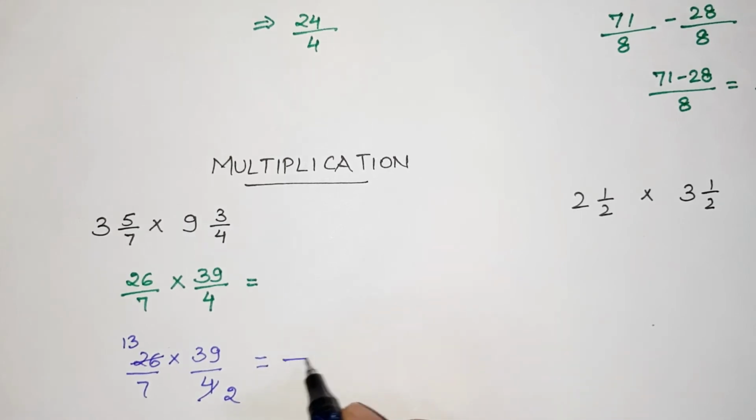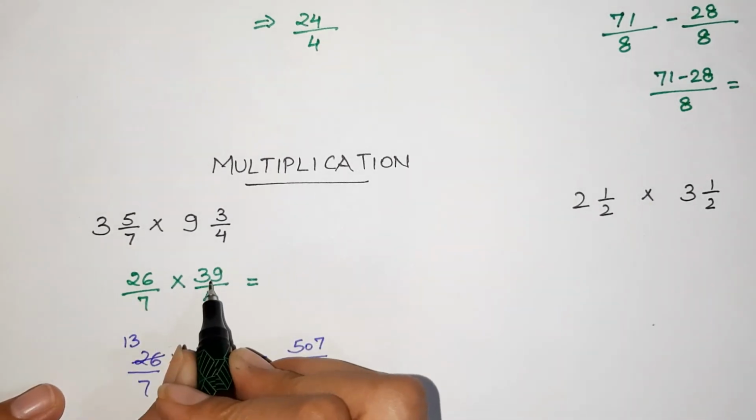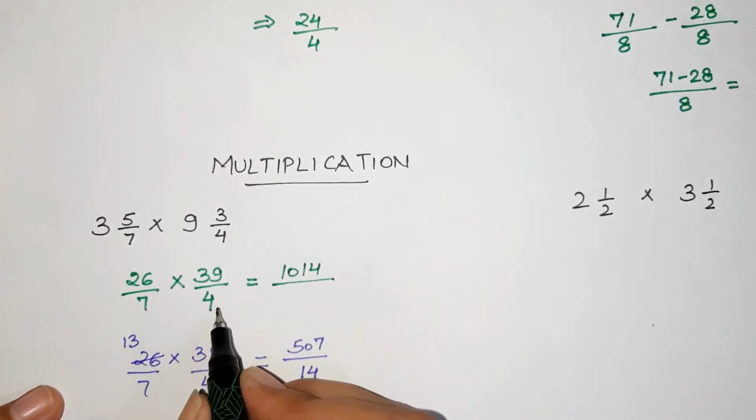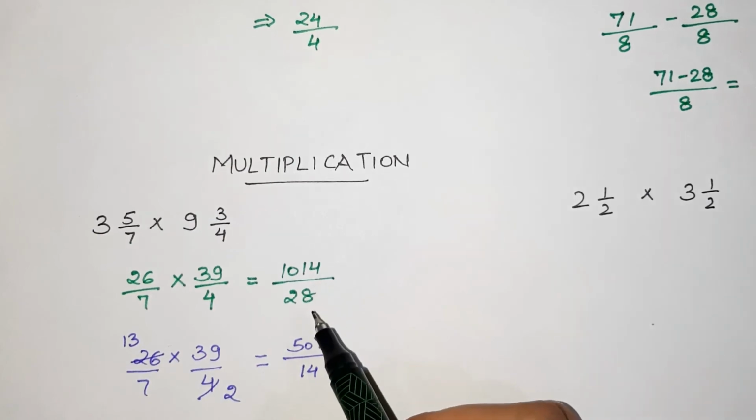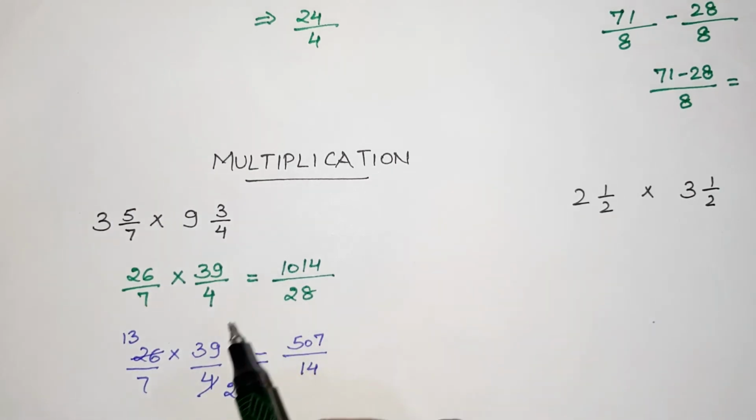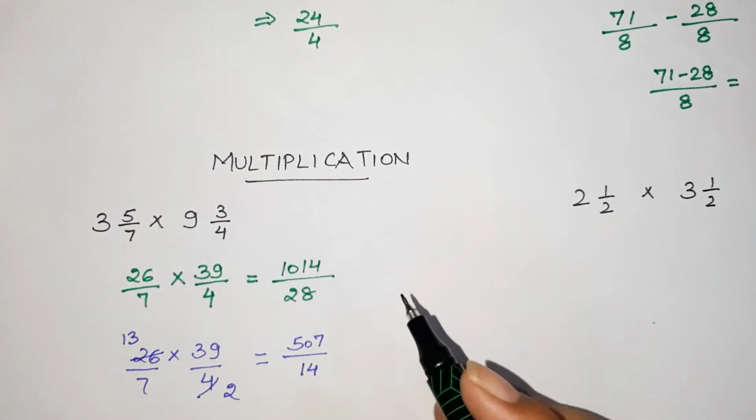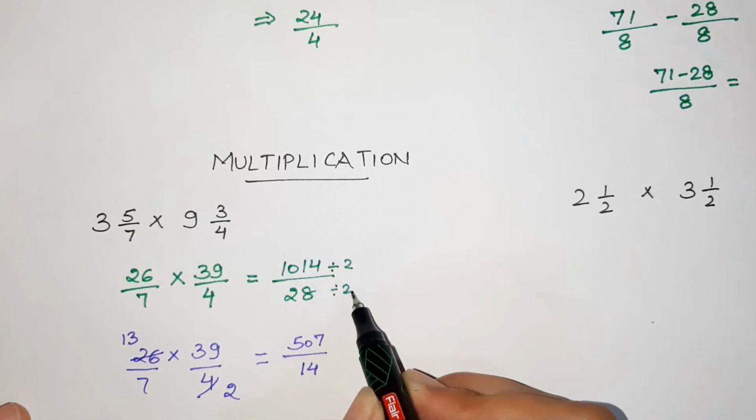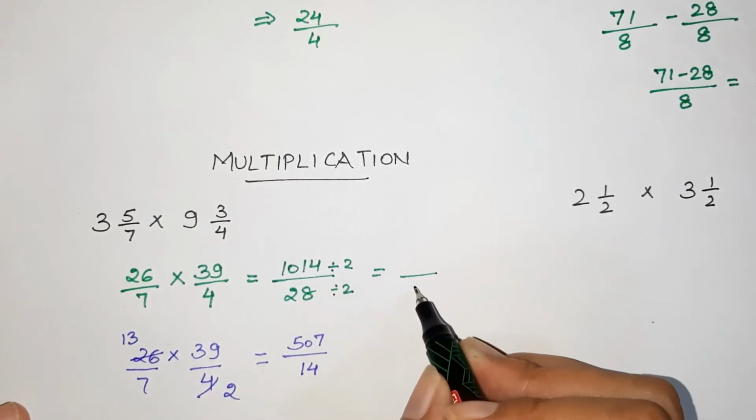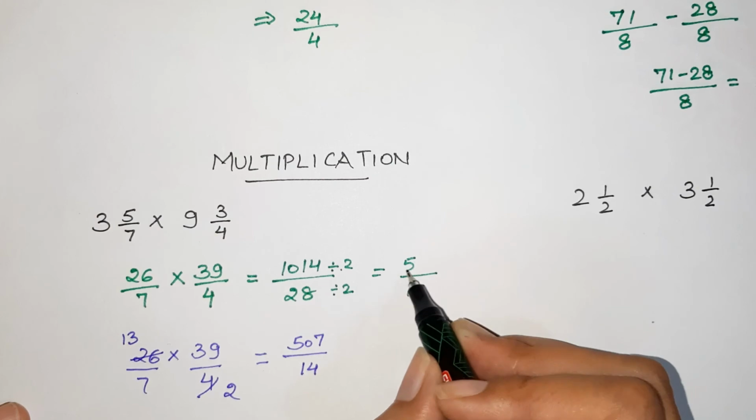Now we just have to multiply it, which is 507 by 14, or we can multiply 26 with 39. So our answer will be 1014. 7 4s are 28. Both the numerator and denominator are even numbers, so they will come in the table of 2. So we can cut it, or we can divide it by 2, dividing numerator and denominator both by 2 to reduce it into lowest form. Dividing 14 and dividing 507.